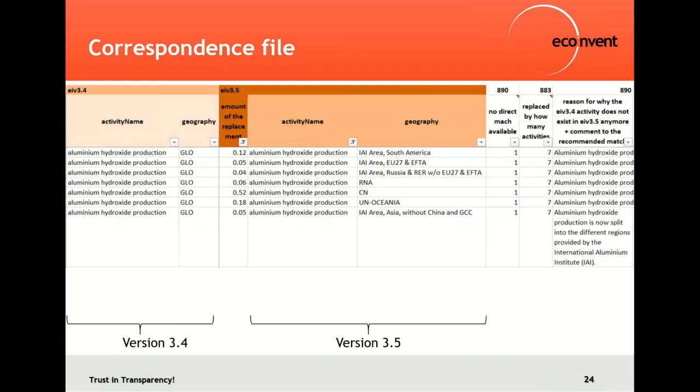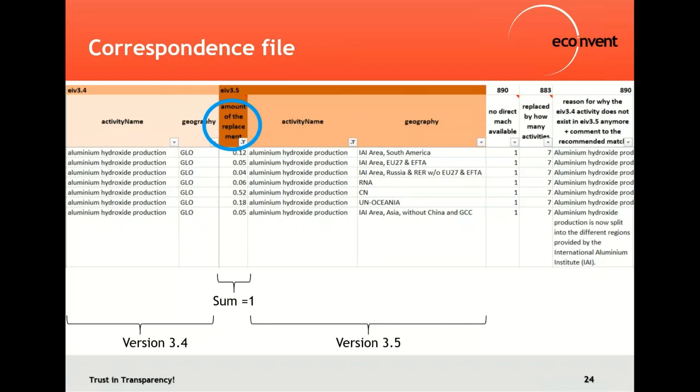So this is all the coordinates related to version 3.4, and then you will see all the coordinates related to version 3.5. Again, the same: activity name, geography, product name, unit, etc. And here in the middle, between the two, you will see the matching. This here is a quantitative matching.